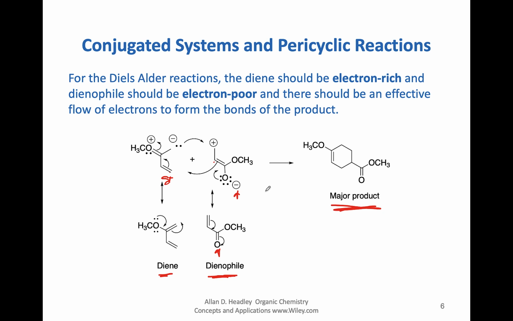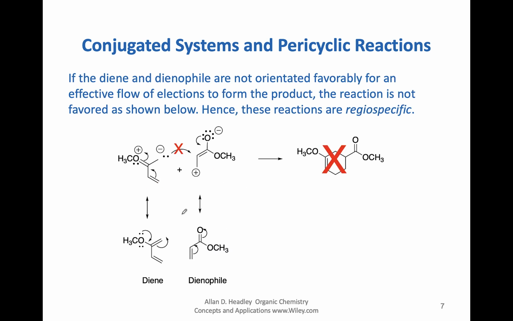So that's why we say this reaction is regiospecific, because this is the preferred arrangement. Let's look at the opposite arrangement. So here we have the other arrangement. Here's the same diene doing the same thing. We have this as negative up here and this as partially positive down here.